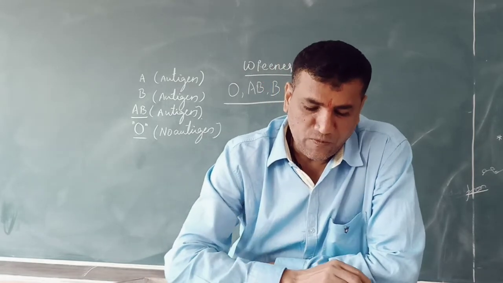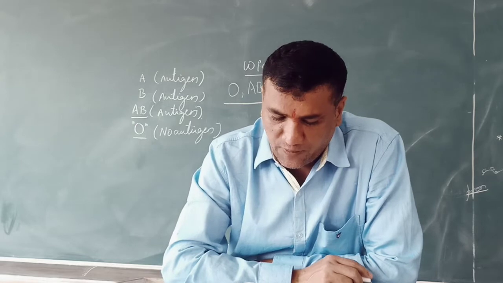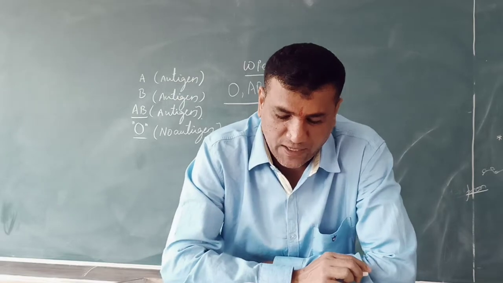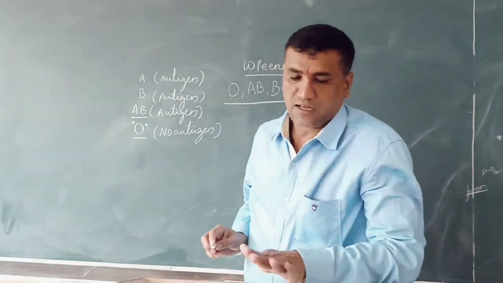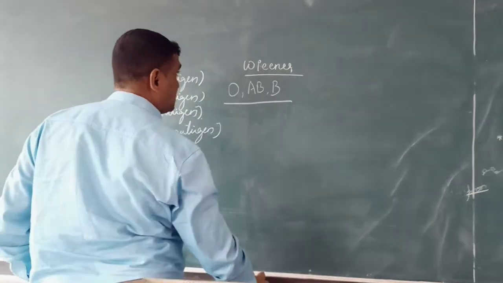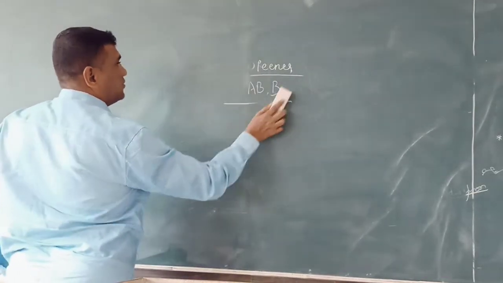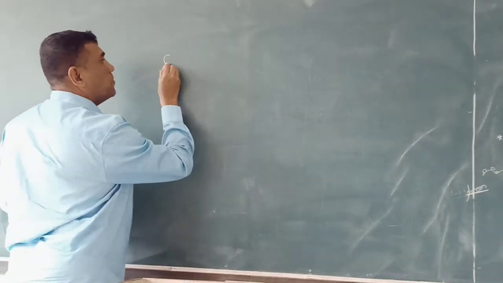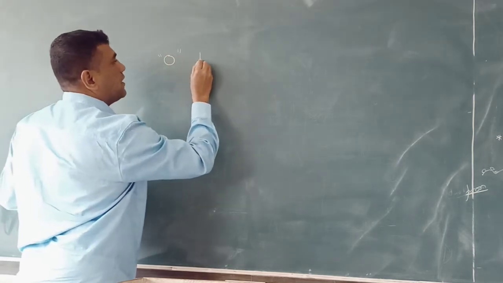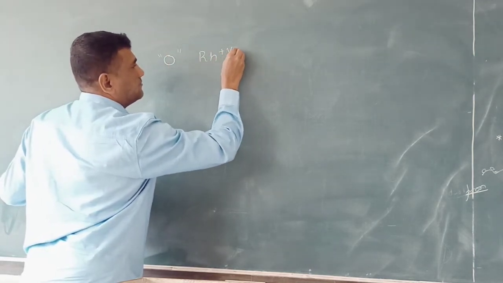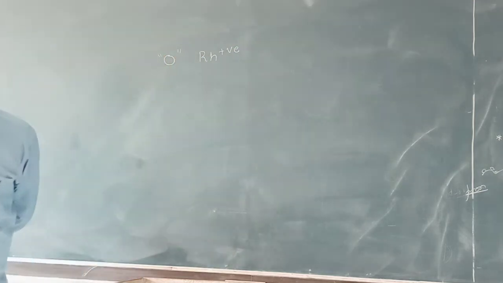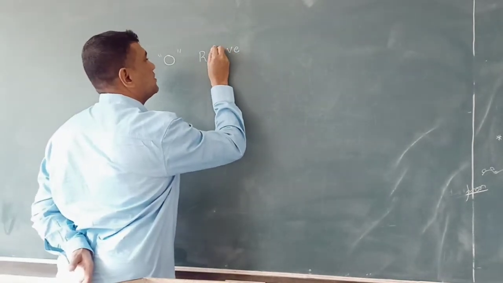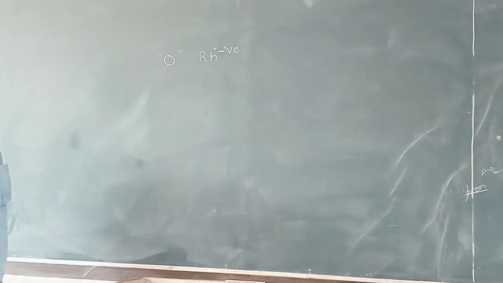Next. Which blood groups can safely be transferred in an emergency when there is no time to analyze the blood group of a recipient? Okay, coming to this particular question, we have already discussed it, but still you just try to remember that the answer is O blood group and Rh negative. It can be transfused without hesitation. Rh negative. That can be transfused.